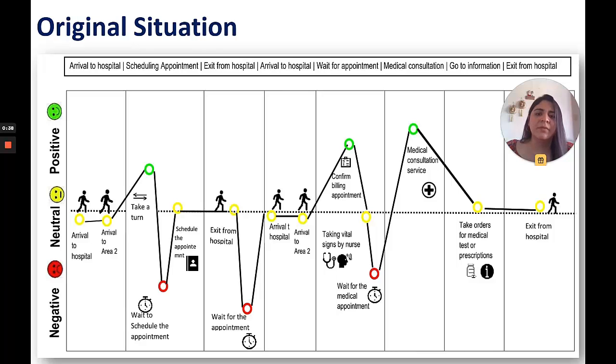The next step is arrival to the hospital. The customer has two neutral experiences, and the next step is waiting for the appointment. The customer has a positive experience, followed by a neutral experience, and finally a negative experience. In the medical consultation, the customer has a positive experience. In the go-to information, the customer has a neutral experience. Finally, at exit from the hospital, the customer has a neutral experience.